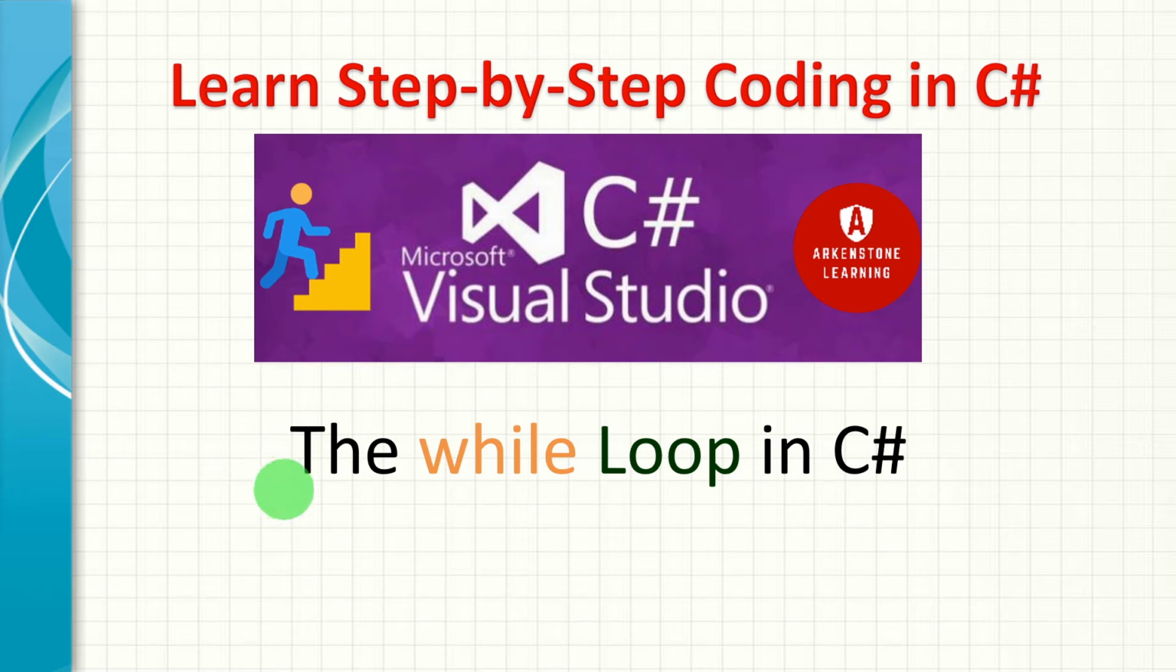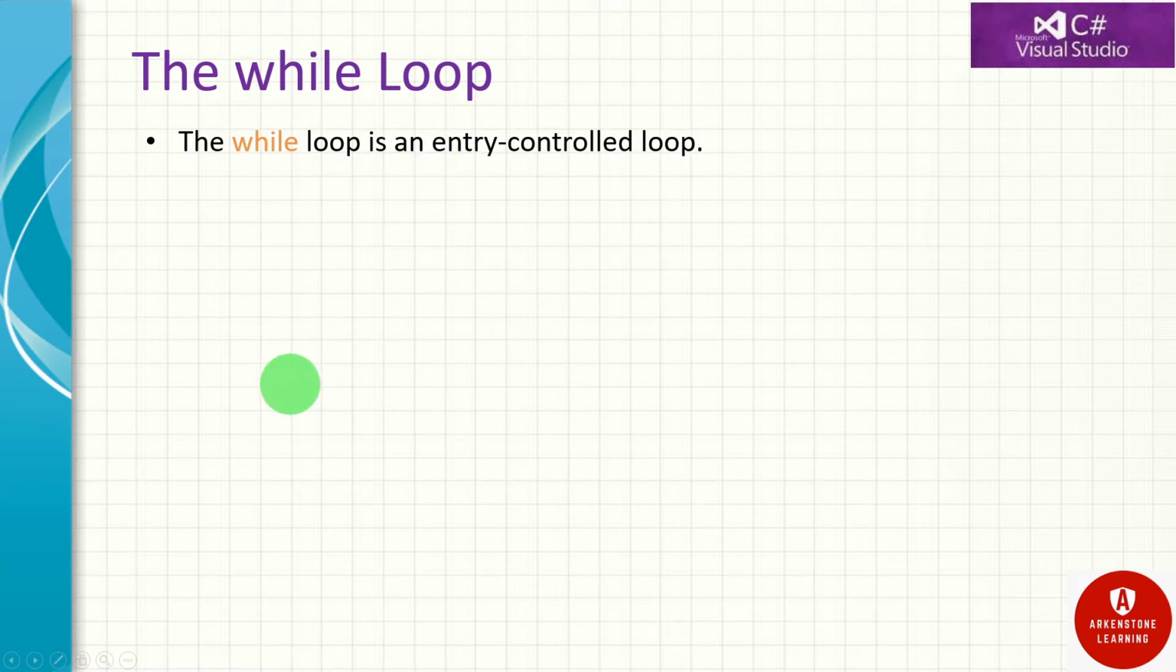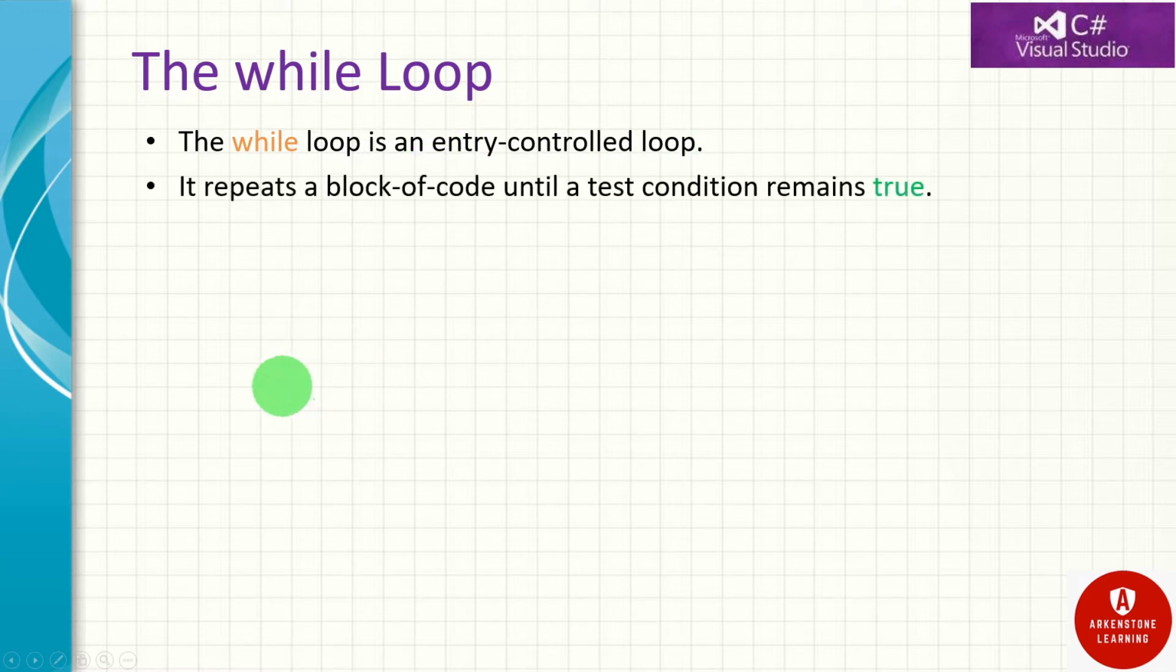Hi guys, in this video we will go through the while loop in C#, so let's get started. The while loop is an entry controlled loop just like the for loop. It repeats a block of code until a test condition remains true.